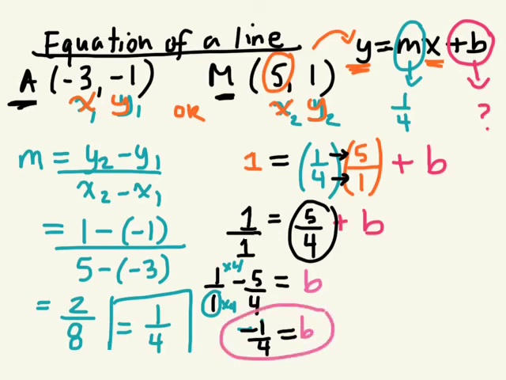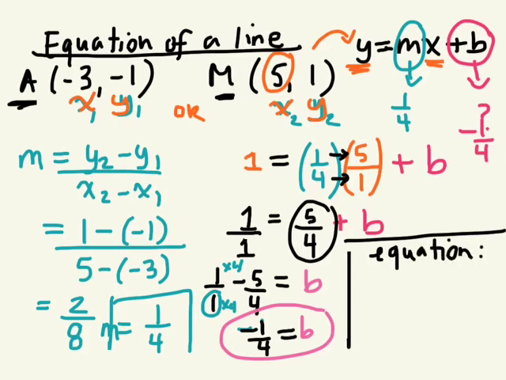I have my m, and now I have my b, which is negative 1 over 4. Can I write the equation of the line? The question said find the equation of the median, which is this line. What's the equation of the median? y equals, need to replace m with the slope. What was the slope? 1 over 4, x. What's b? Negative 1 over 4. Okay, and that's the equation of the line. That's the equation of the median that runs from the vertex to the midpoint.